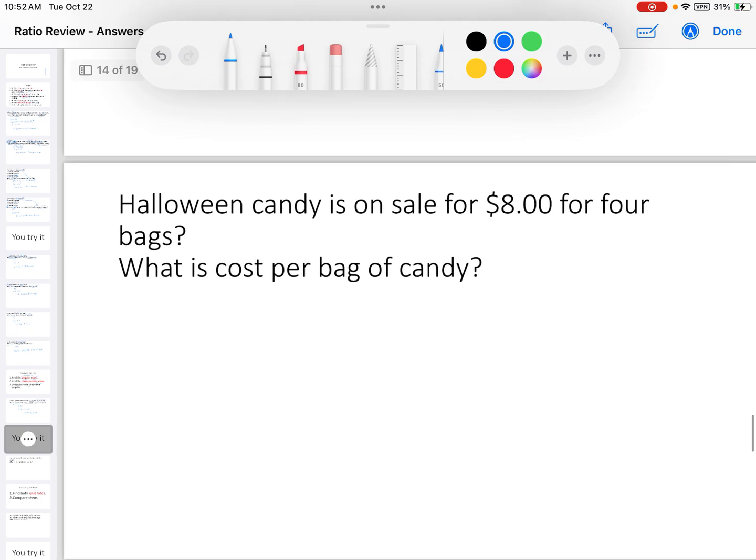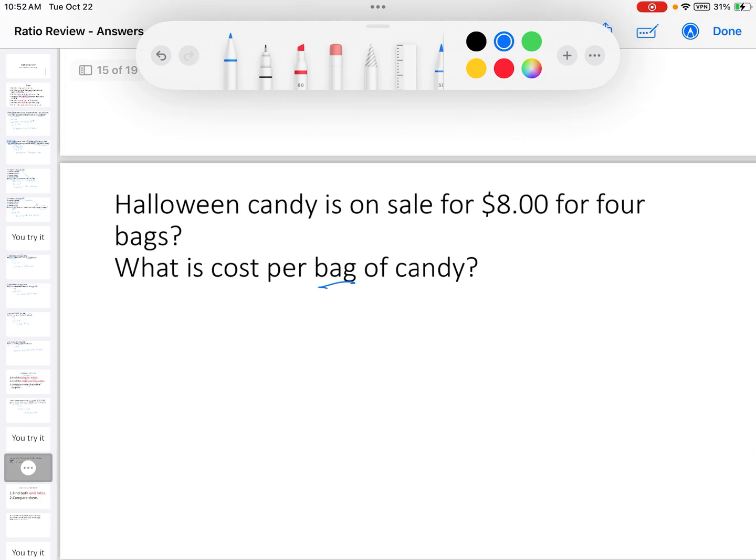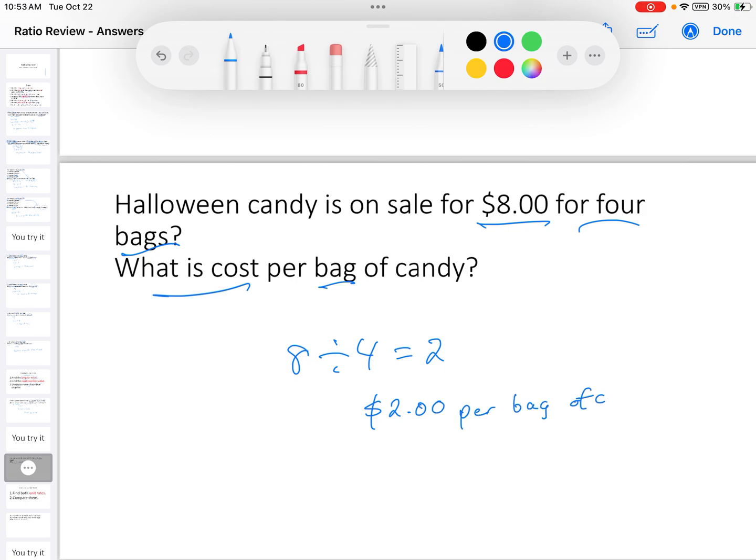You try it. Bag is singular. 4 bags is plural. To go from 4 to 1, we have to divide by 4. This says what is the cost? This says $8. 8 divided by 4 is 2. $2 per bag of candy is the unit rate.